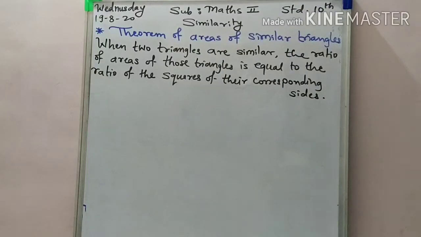Good morning, students. So here we continue with our first chapter, similarity. Today we have to study the theorem of areas of similar triangles. The statement is: when two triangles are similar, then the ratio of areas of those triangles is equal to the ratio of the squares of their corresponding sides.